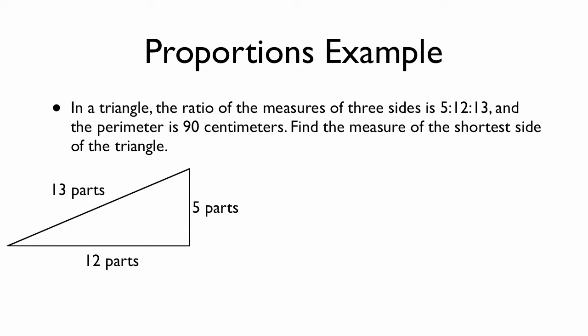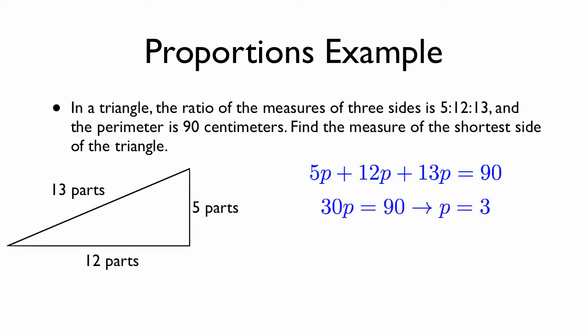So if we want to find the measure of the shortest side, we need to figure out how long one part is. Well, we know all the sides add up to 90 centimeters. So 5 parts plus 12 parts plus 13 parts equals 90. Solving that, we get that one part is equal to 3 centimeters. And so if we substitute p equals 3, we get that the short side here is 15 centimeters long.